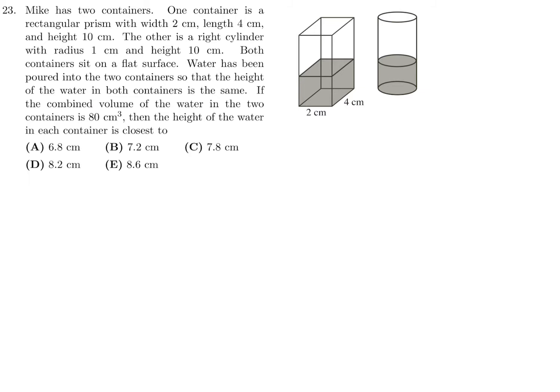Well, the height they're saying is the same. So if this is h from here to here, then this is also h from here to here. Okay. Now they're saying that the combined volume of the two containers is 80. So 80 is equal to the volume here and the volume there. So the volume in the first one is going to be length times width. So that's 2 times 4 times the height. The volume here is a little bit different. It's pi r squared times the height, like that.